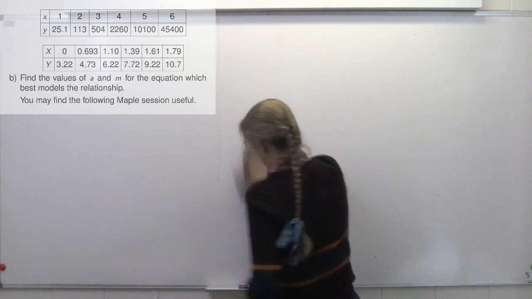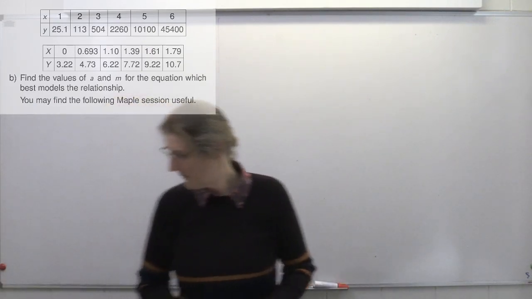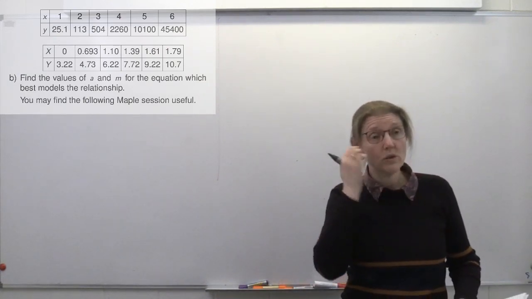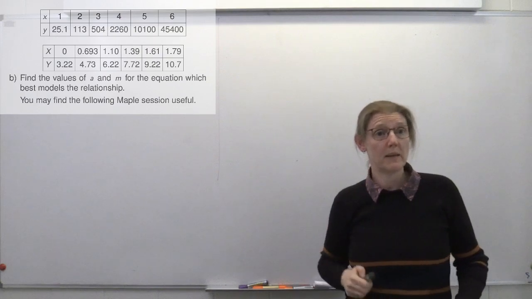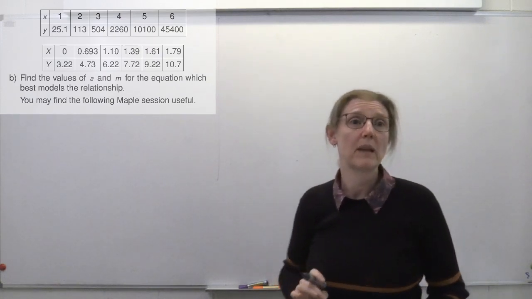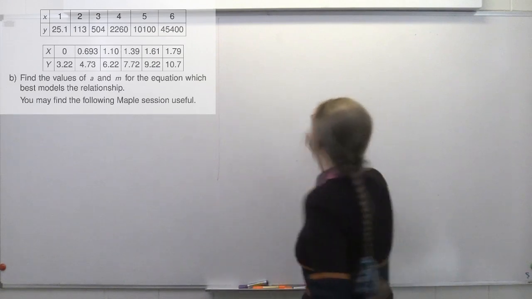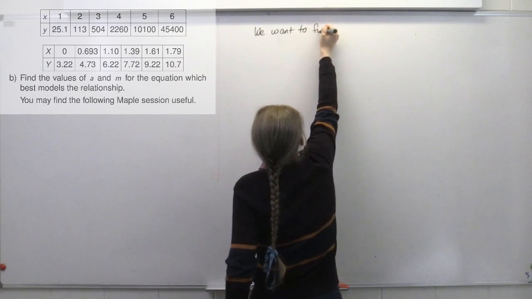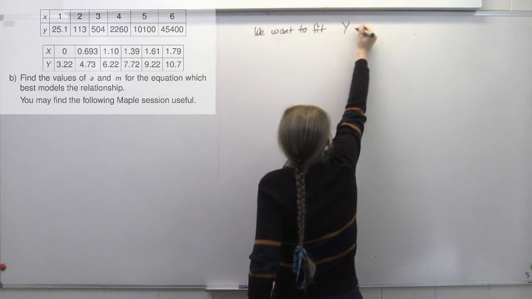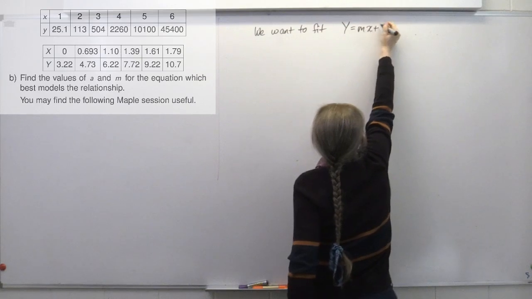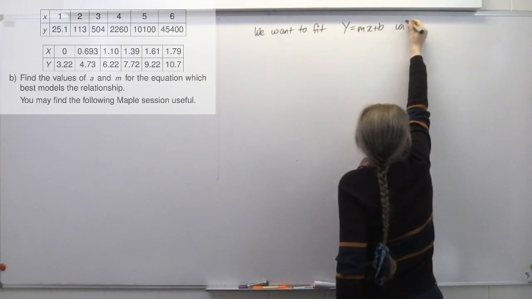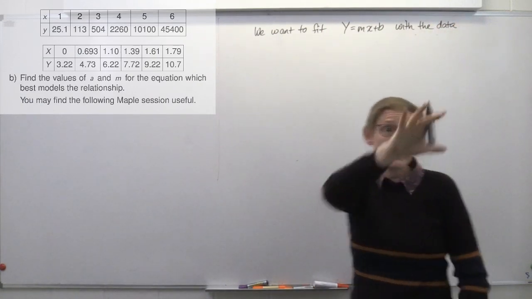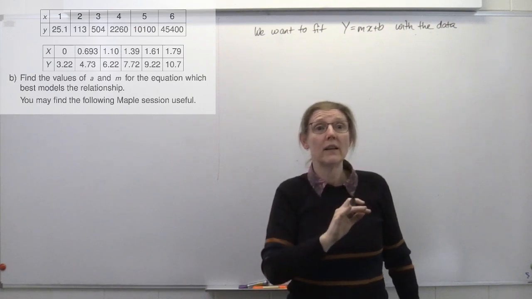Should we show them the Maple output just so they can see it? What we're going to need to do first is to talk about the least squares line of best fit. And then we're going to have a look at the Maple output. Because if we want to fit this expression, capital Y equals mx plus b, with the data, I do need the data up. Because how do we do this?